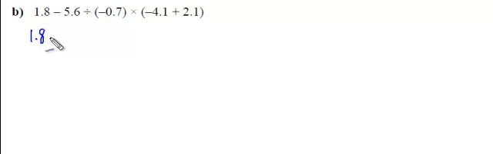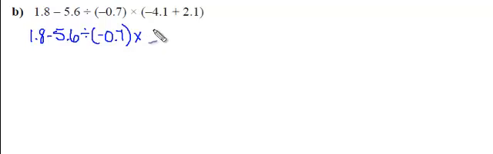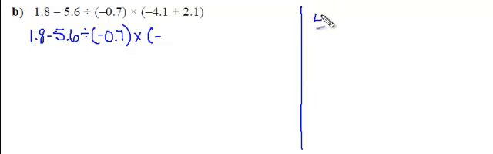We can rewrite everything up until that point, so 1.8 minus 5.6 divided by negative 0.7 times. Now, if we take a look inside of those brackets, we have a negative 4.1 plus a positive 2.1. 4.1 is a larger number and it's negative, so we know our answer in the end is going to be negative. Now we just need to find the difference between the two. 4.1 minus 2.1. 1 minus 1 is 0. 4 minus 2 is 2. And carry that decimal place down. Answer to that is negative 2.0.